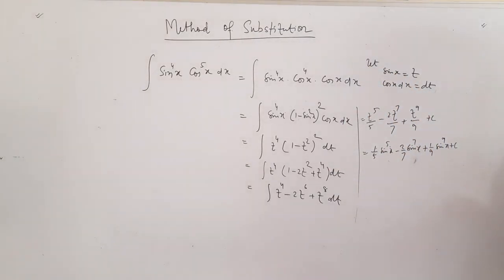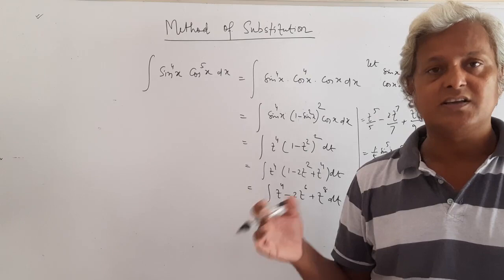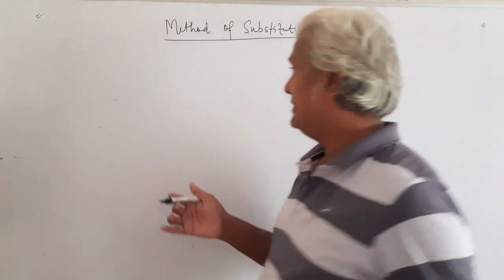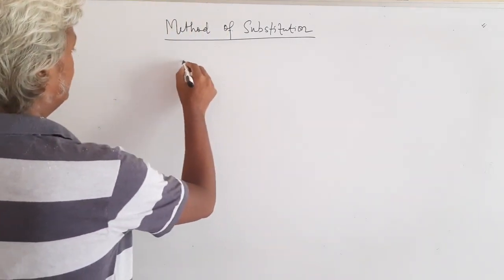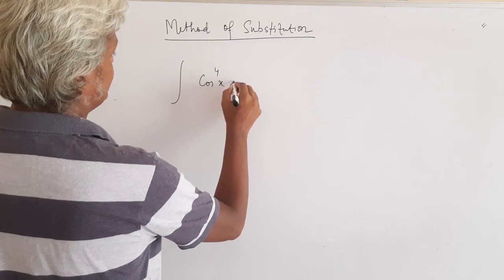Now I take one more form, and there how can you find the integrals of the form sin to the power 4x or cos to the power 4x. Both can be solved in the same fashion. So let me solve them. cos to the power 4x dx.